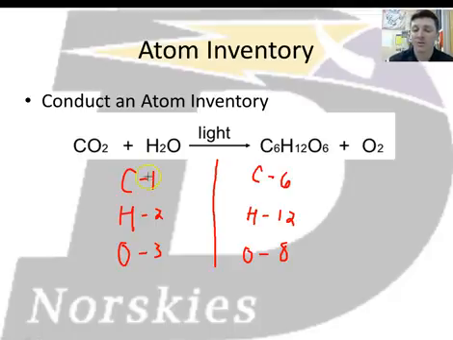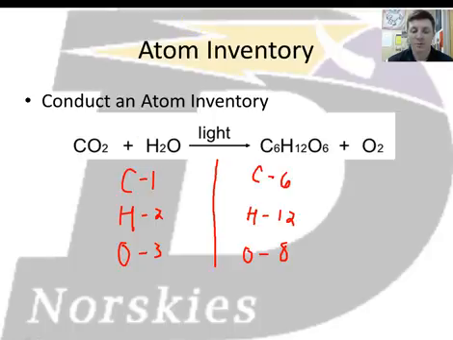And as you can see, we have 1 atom of carbon on this side, 6 of carbon on this side. So obviously the reactants do not equal the products. Hydrogen has 2 on this side, hydrogen is 12 over here, oxygen is 3, oxygen 8. So obviously we do not have a balance here. So how do we balance that?